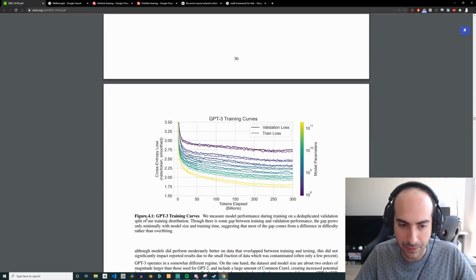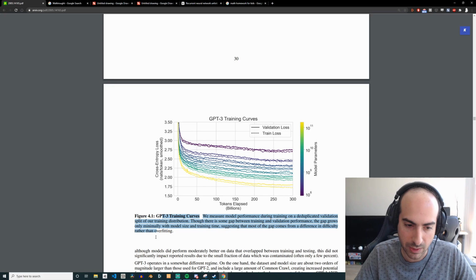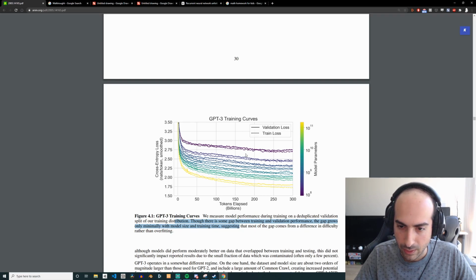So here, for example, they show this, like, okay, what do these lines mean? We measure model performance during training on a deduplicated validation split of our training distribution. Though there is some gap between training and validation performance, the gap grows only minimally with model size and training time, suggesting most of the gap comes from a difference in difficulty rather than overfitting. Okay, so here it's just the number of model parameters. So the thick ones are the highest model parameters. Oh no, it's the opposite. The yellow ones are the highest model parameters. And so the more you increase the model parameters, the more the validation loss decreases.